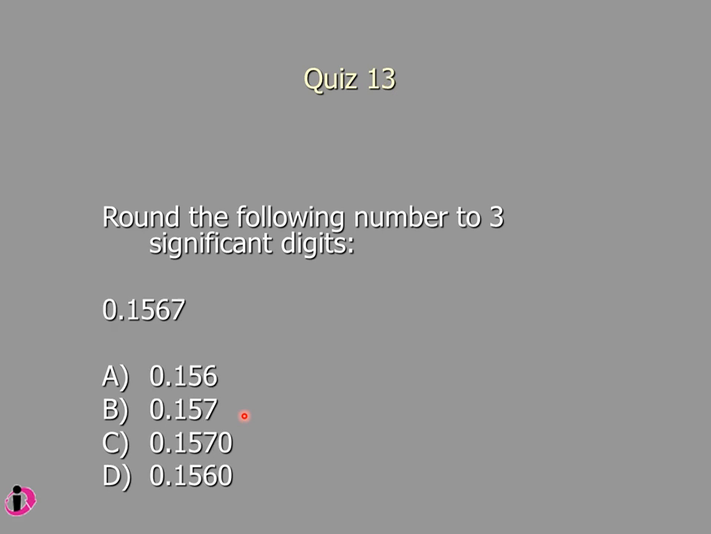3 significant digits again. So I'll keep up to here, right? But the first digit I'm dropping is more than 5. So it's going to be B, right? How about this one?